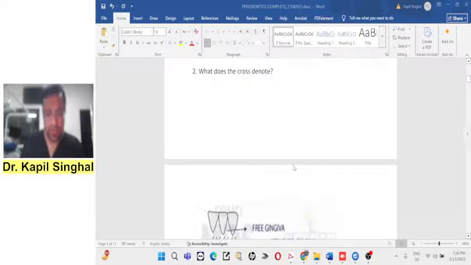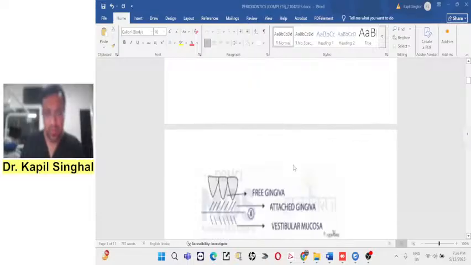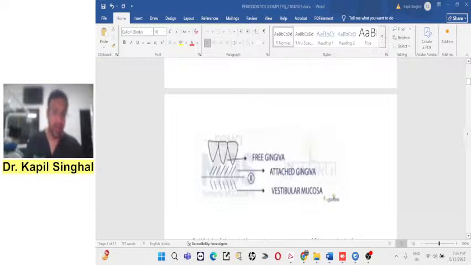Now the second question was a pictorial question in which they asked what this cross denotes. So we all can see it, if it is the same question that's been asked. The above area is free gingiva, then is attached gingiva, and then the cross marked line is the mucogingival junction. Sorry, this is free gingiva, this is attached gingiva, and this is vestibular mucosa. So they have asked about this cross thing.